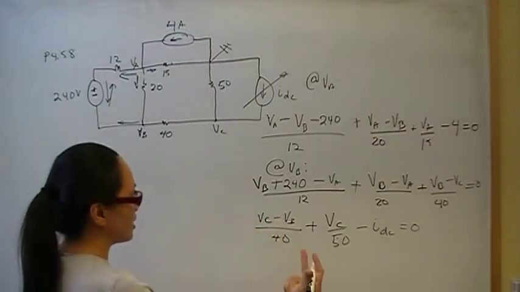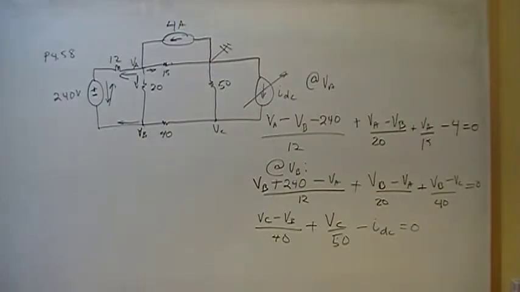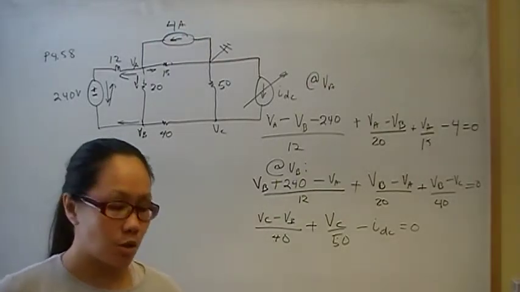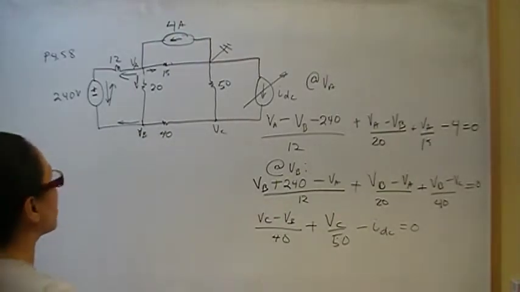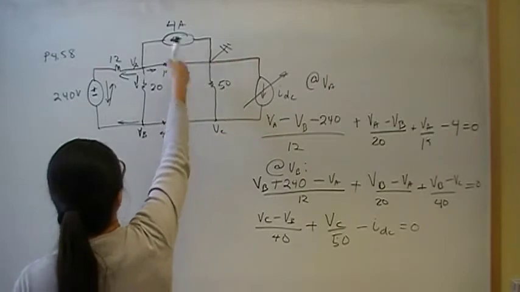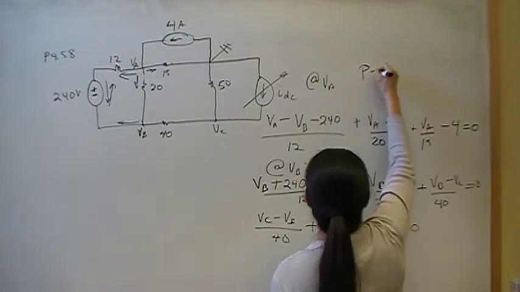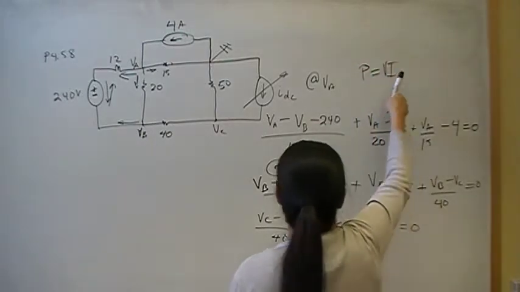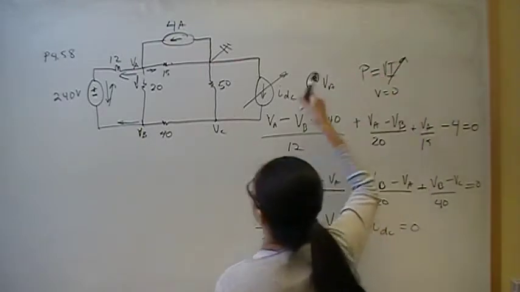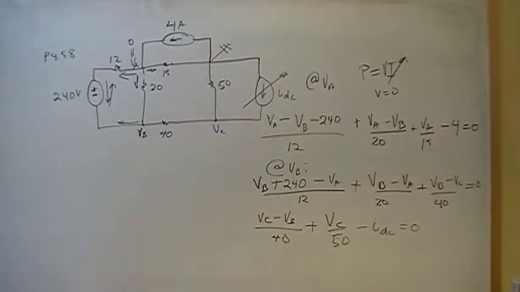I have VA, VB, VC, and IDC, and I have 3 equations and 4 unknowns. But if you think about it, the information that the problem gives you is that, as a problem requirement, we're changing this variable current source such that this power is 0. Remember, power is voltage times current. So we know the current is 4, so for power to be 0, it must mean that the voltage is 0. So this voltage is 0, meaning VA is equal to 0. So now I have 3 equations and 3 unknowns.